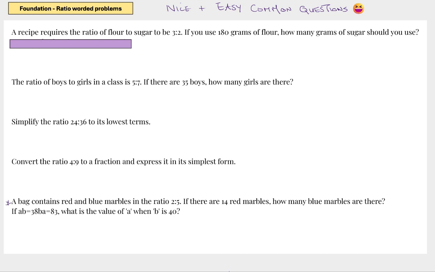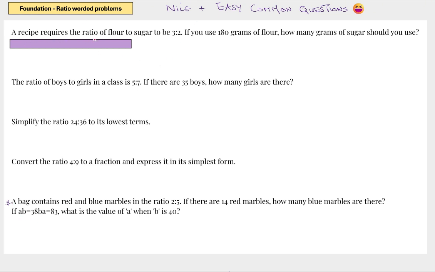This is a nice and easy ratio worded problems lesson. It's nice and easy because they're common questions. You get these all the time. I would say they're a foundation. Possibly this one would be on a higher or the back of a foundation paper.